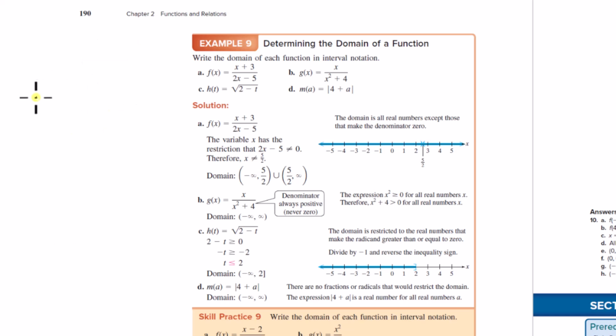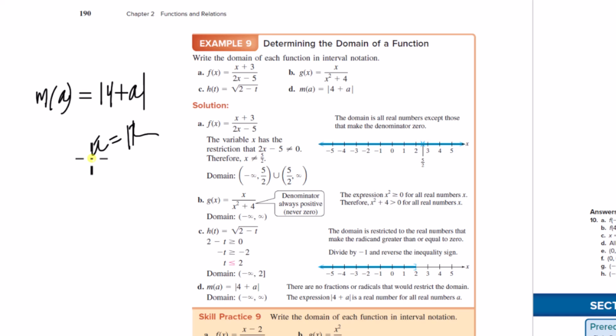Okay, now last we've got m of a is equal to the absolute value of 4 plus a. Well, there's no restrictions on an absolute value. You can input whatever you want to an absolute value. So a can be anything. a is any real number.